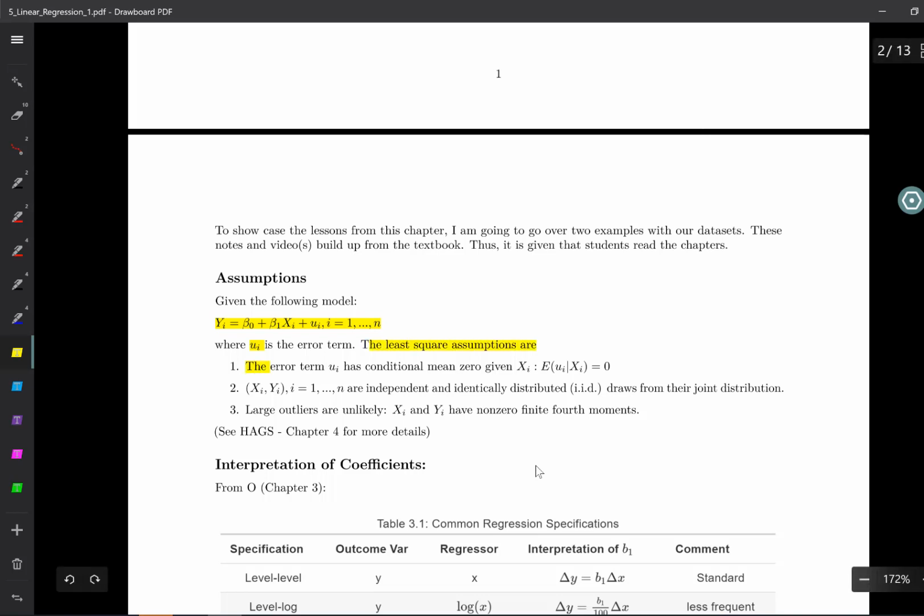The least squares assumptions are 3. First, the error term u sub i has conditional mean 0, given that the expected value of u given x is equal to 0. The second assumption is that x and y are independent and identically distributed. This is really referred to as IID draws from the joint distribution. And last, large outliers are unlikely, so x and y have non-zero finite fourth moments. You can see Hanck chapter 4 for more details.